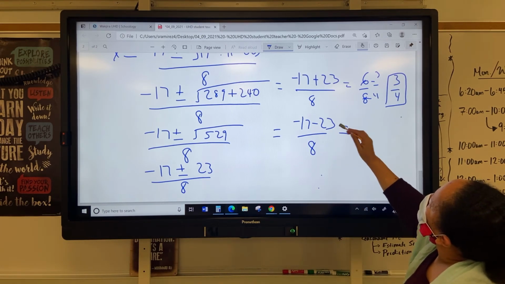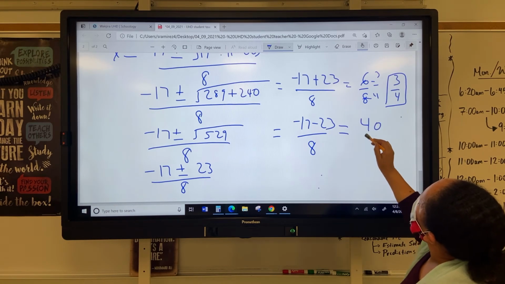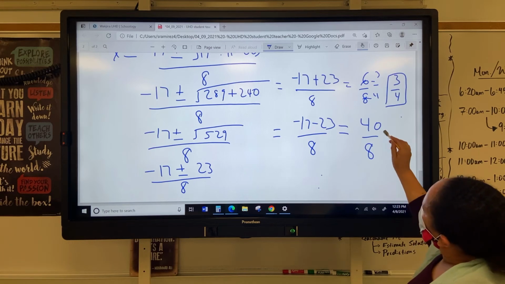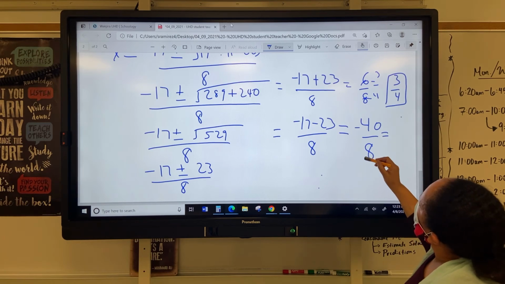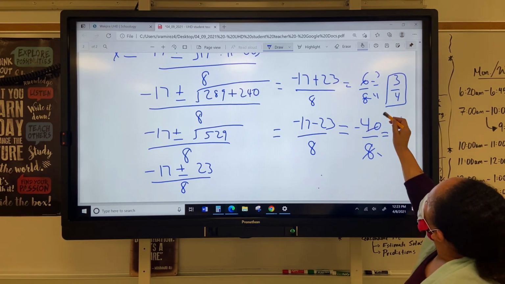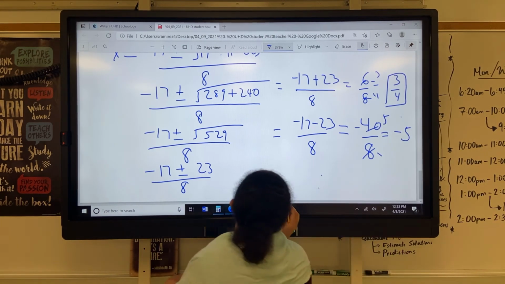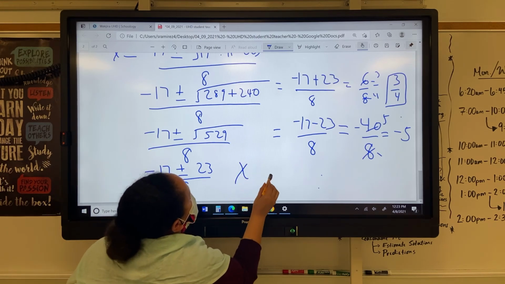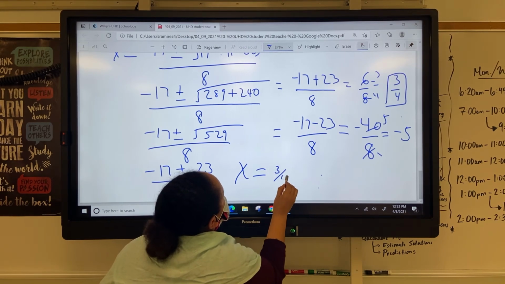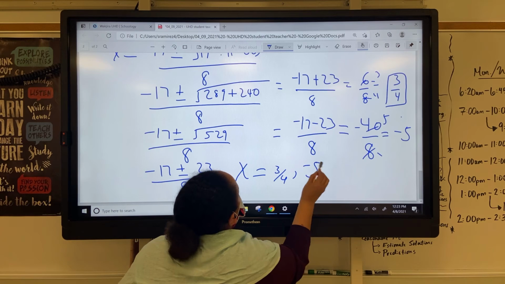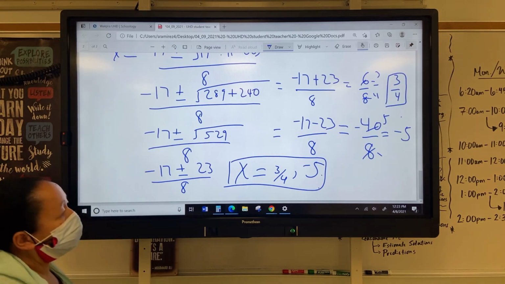This one will be minus and minus, so we just add them up. The numbers are going to be 40 over 8. When you simplify this by 8, it is 5, so we're going to get minus 5, the answer. So our x will be 3 over 4 and minus 5. That will be the solution of the equation that was given on number 3.